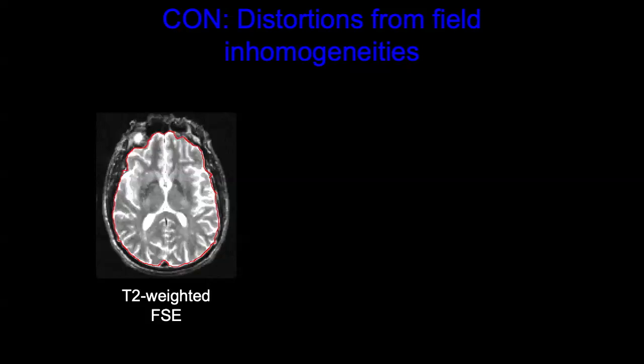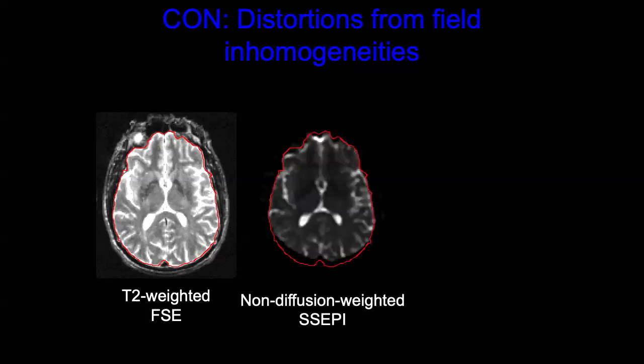So the first con, this field inhomogeneity. This is a T2 weighted fast spin echo image. So this is pretty much as close to the true shape of the brain as you can get. If we look at our single shot EPI image without diffusion weighting, I've put the outline here on it. You can see that it's compressed a little bit, so that's the distortion due to just the EPI acquisition and the field inhomogeneities. And you can see there's some signal pileup and dropout, which is typical.